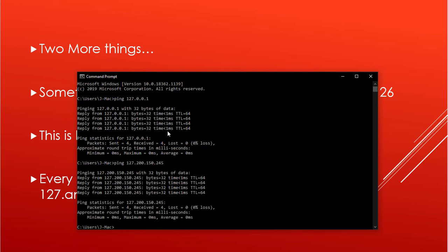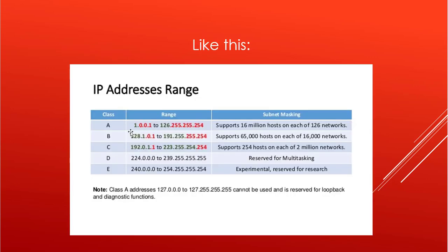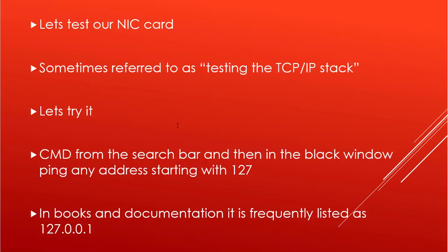And you can see my NIC card is responding to that, and I'm getting packets back. So the entire 127 range is reserved for loopback. Sometimes you see an address range like this where it says 1 to 126. That's not correct. 127 is a Class A IP address. It's just reserved for loopback. It can't be used for a company or anything. So just be aware of that if you see 1 to 126 for the Class A range.